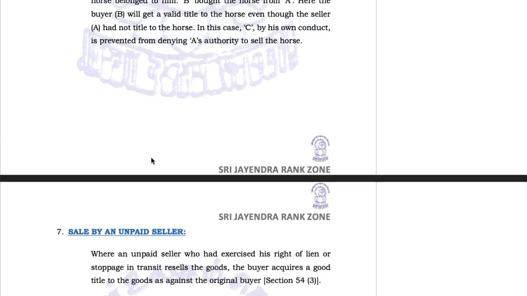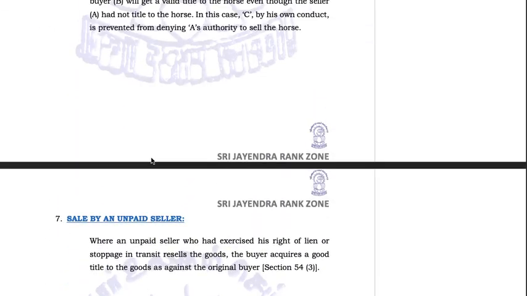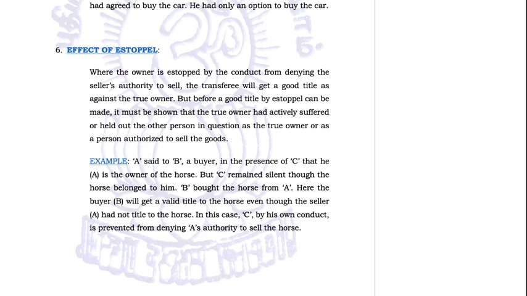Effect of estoppel. Where the owner is stopped by conduct from denying the seller's authority to sell, the transfer will get a good title against the true owner. But before a good title by estoppel can be made, it must be shown that the true owner had actively suffered or held out the other person in question as a true owner or as a person authorized to sell the goods. Like we discussed, where my brother sells the bike, impersonating himself as the owner, and I am present there, but I do not refute it. In that case, I will be stopped. I will be prohibited from refuting the sale later on.